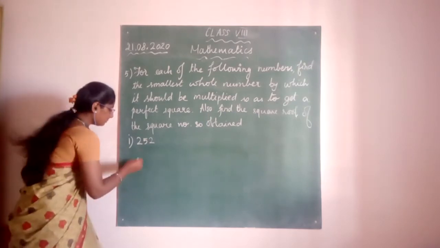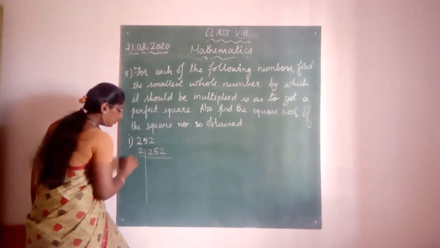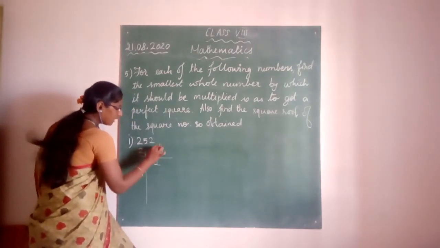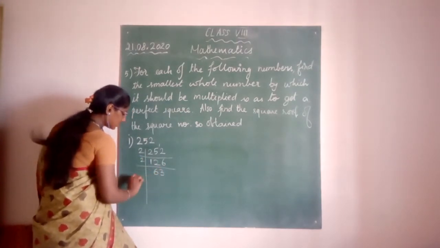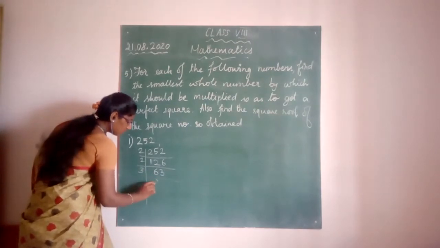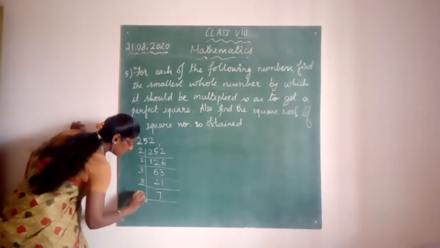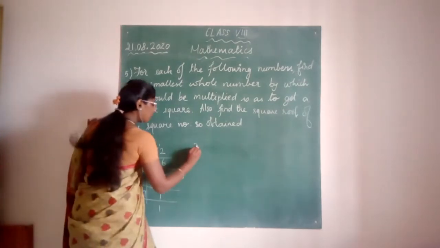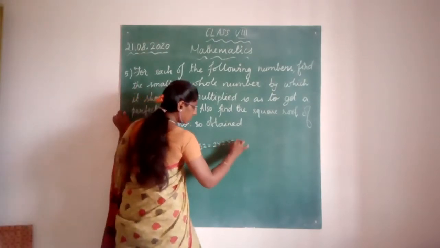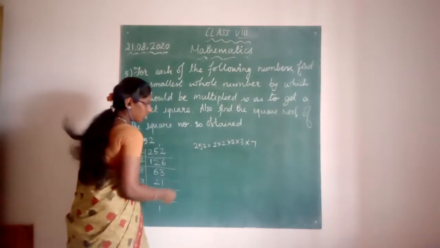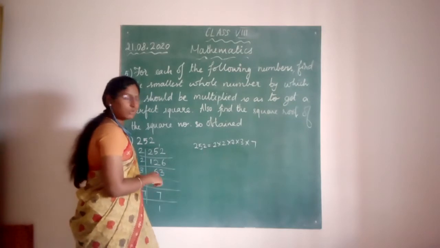Now listen to me. So find the prime factorization of 252. 2 ones are 2, 2 twos are 4, 1 remaining, 2 6s are 12, 2 3s are 6, 3 twos are 6, 3 ones are 3, 3 sevens are 21, then 7 ones are 7. So here you can write 252 as 2 into 2 into 3 into 3 into 7. Here 7 is left out without a pair. So you have to multiply 252 with 7.